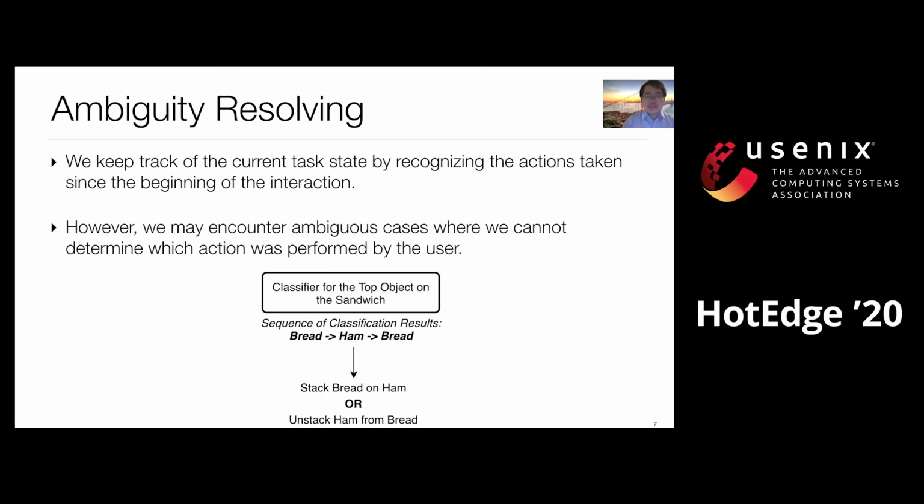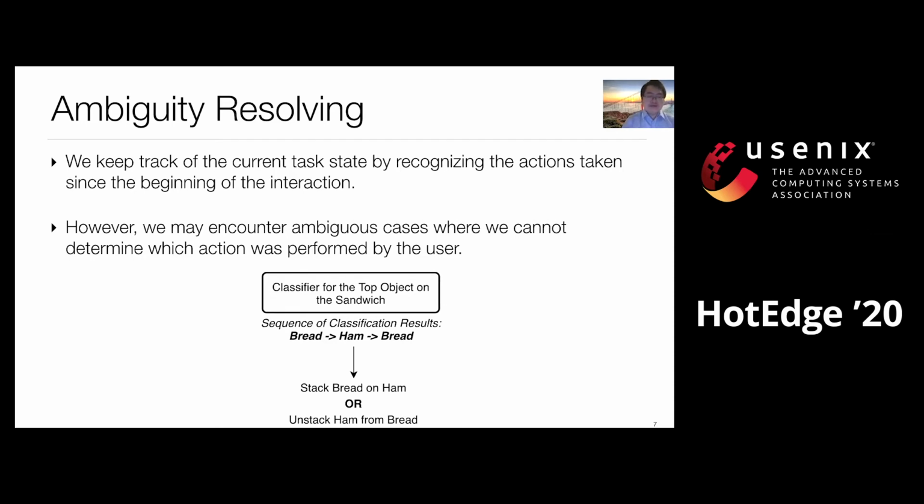However, if we see bread, ham, bread in sequence, it could imply either we have stacked a new piece of bread on top of the ham, or we have removed the ham from the bread. For both of the cases, the perception module will have the same sequence of classification results, which is bread, ham, and bread.